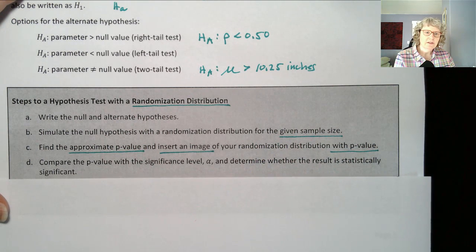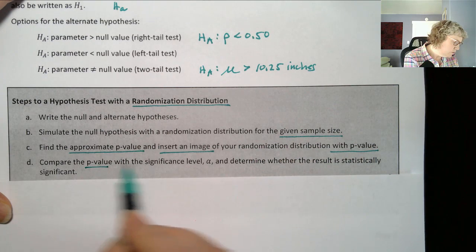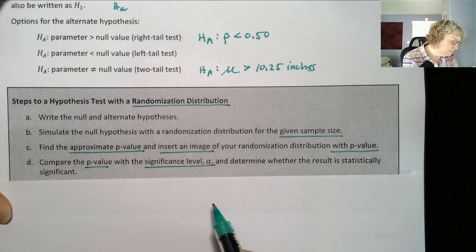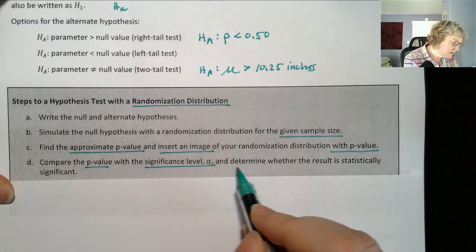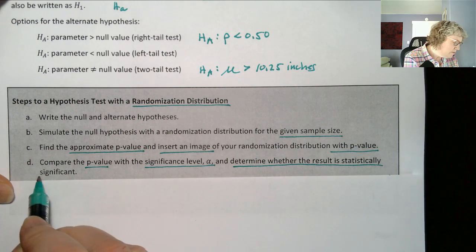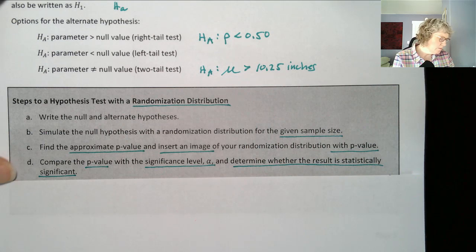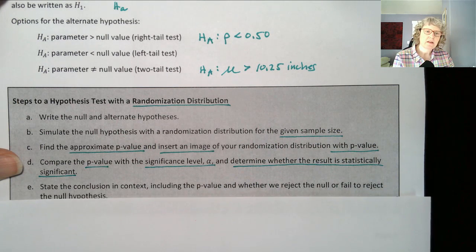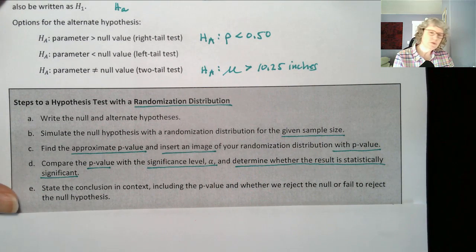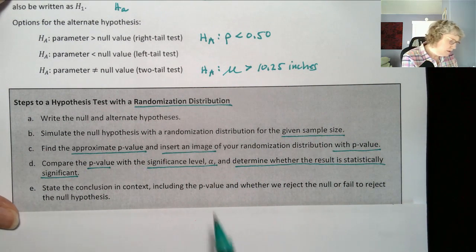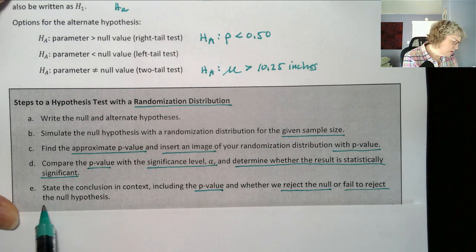Then there's a new part I haven't told you about. We're going to compare the p-value with the significance level alpha. And we're going to use that to determine whether the result is statistically significant. We kind of did that by intuition, saying a really small value is significant, so I'll make that more precise. And then the last step, so 5 steps, state the conclusion in context. So we want to include the p-value and whether we reject the null or fail to reject the null.